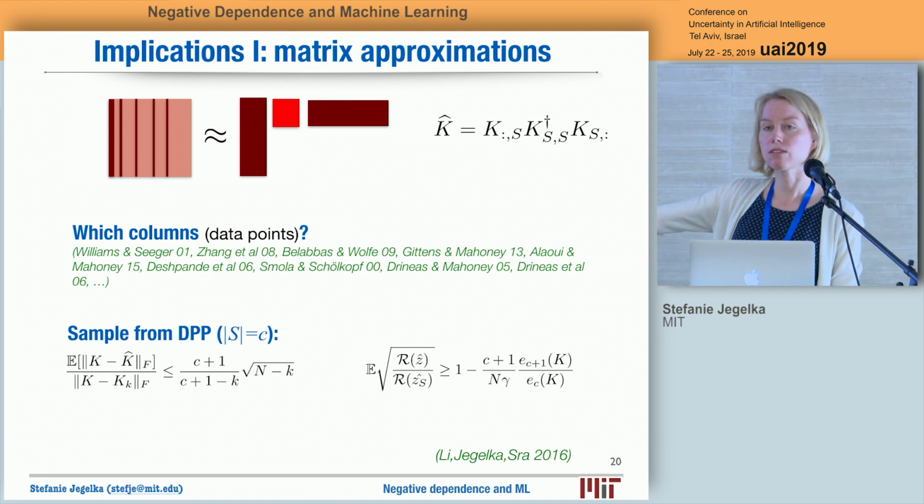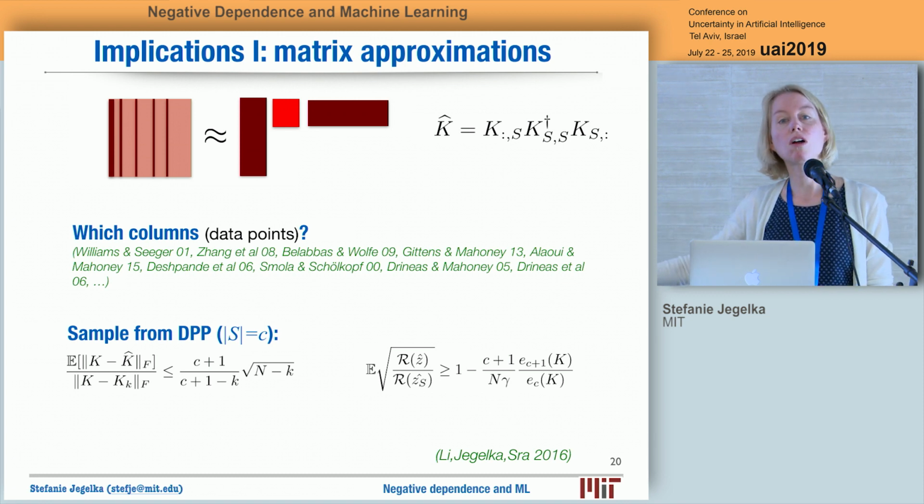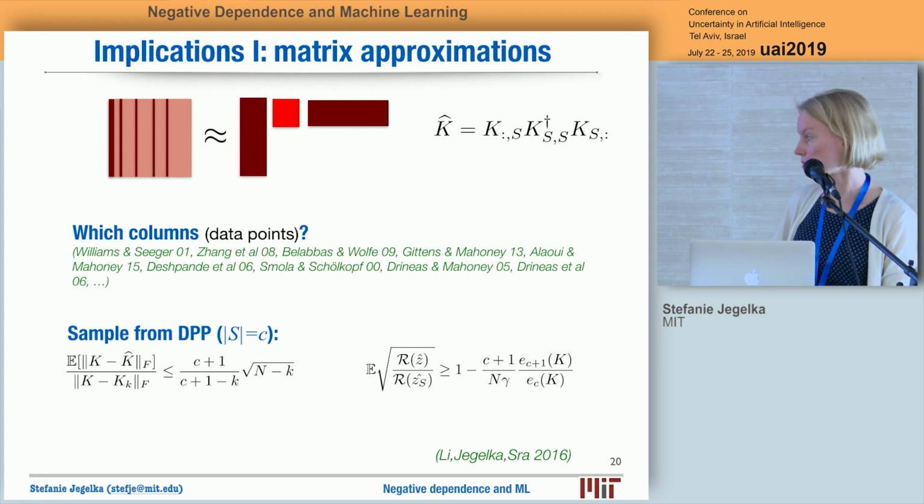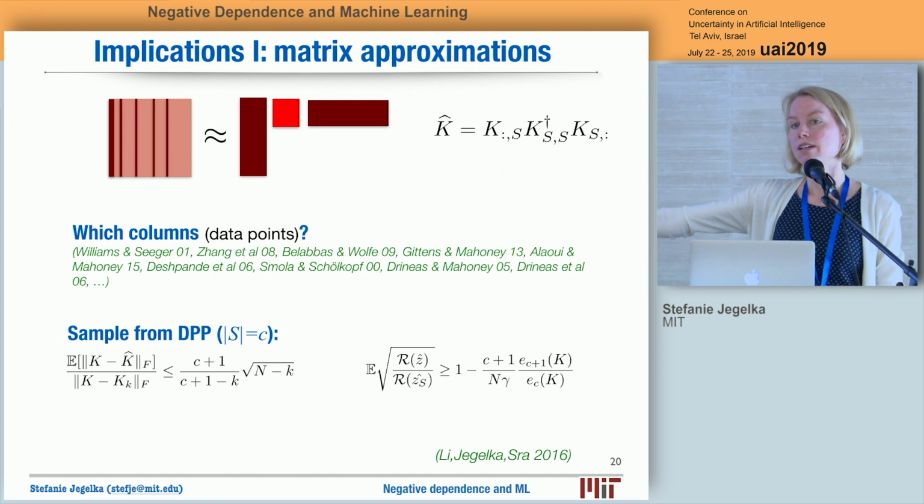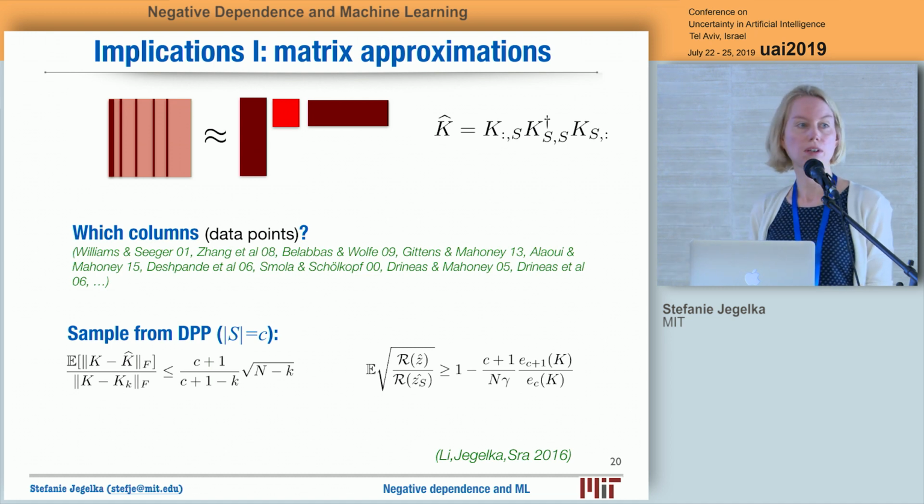One thing that this depends on is how well your matrix can at all be approximated by a low rank matrix. So this last term back here with the e's, that essentially is some way to measure how the spectrum of the matrix decays.